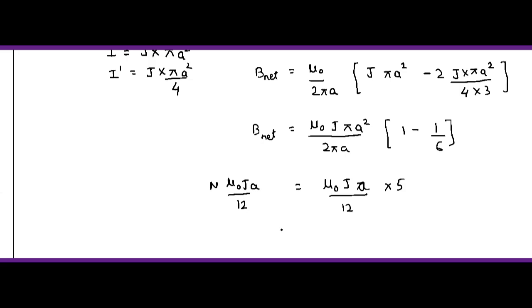So from here, these values would be cancelled. So the n value would turn out to be 5. So what is the correct answer? The correct answer for n would be equal to 5. Hope you have understood the solution.